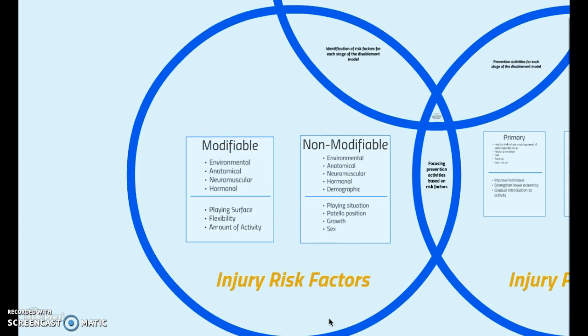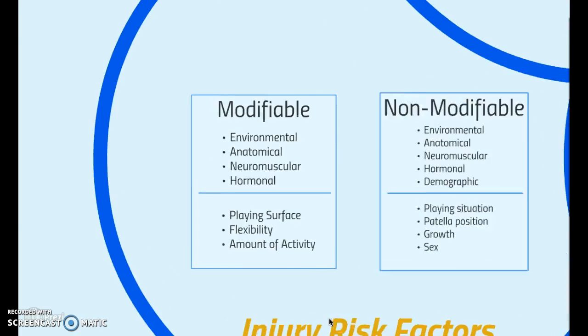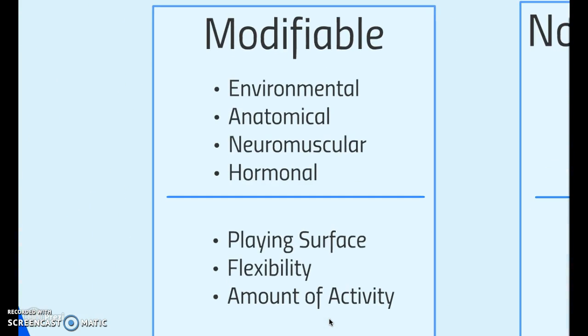Next, I'm going to discuss some injury risk factors, and these are broken down into 2 categories. There's modifiable and non-modifiable. Obviously, modifiable risk factors can be changed, and some wide categories of those would be environmental, anatomical, neuromuscular, and hormonal. And in my example, an environmental factor may be the playing surface.